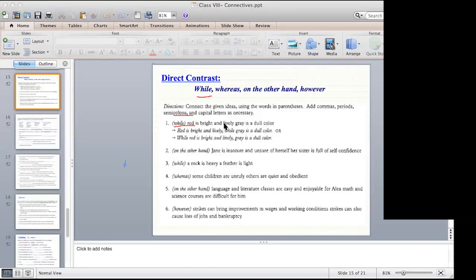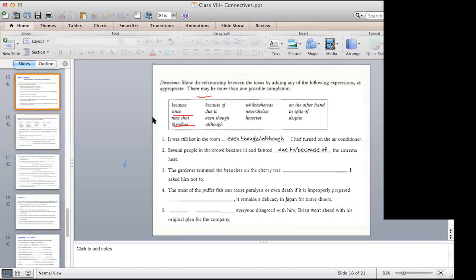Okay, so the next slides. Now we have to choose from the list the best connective, best linking word. Okay, we have to choose it from the list. We have to remember which one we are going to use, of course. So we have the list: because, since, now that, therefore, then because of, due to, even though, although, while, whereas, nevertheless, however, on the other hand, in spite of, despite. So number one is given to you as an example, always.